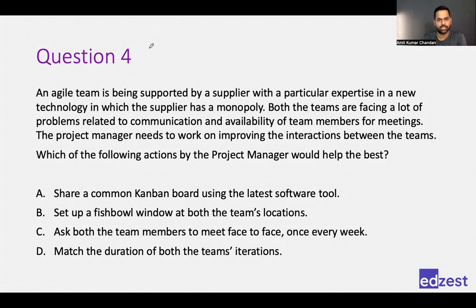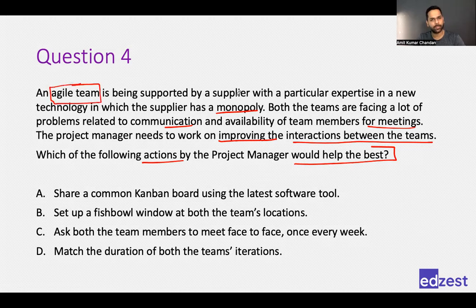All right, let's discuss this. An agile team is being supported by a supplier with a particular expertise in new technology, in which the supplier has a monopoly. Both the teams are facing a lot of problems related to communication and availability of team members for meetings. Right? The project manager needs to work on improving the interactions between the teams. Which of the following actions by the project manager would help the best?